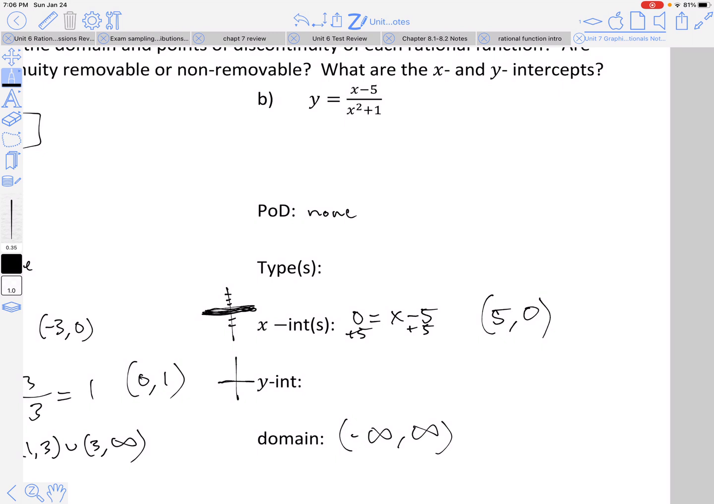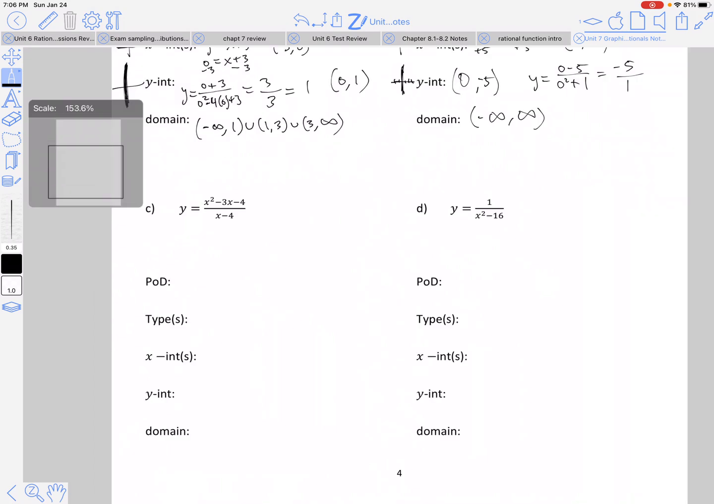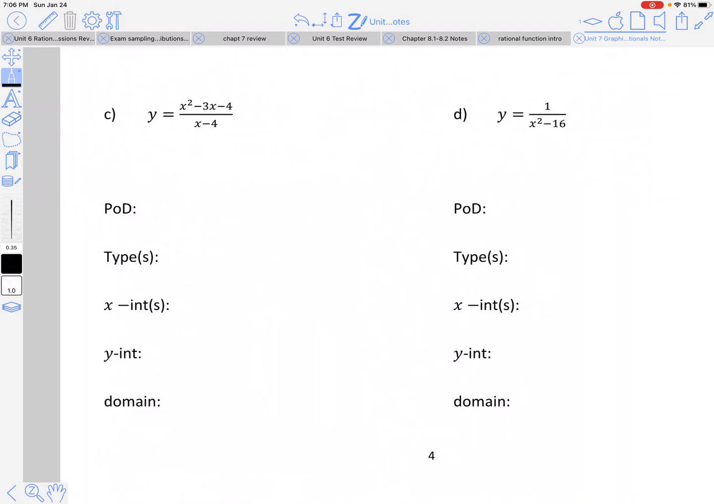Now for a y-intercept, the x value, if you think about that, will always be 0. So the x value will always be 0, so we take our function and we replace 0 in for all the x's. So 0 minus 5 is negative 5. 0 squared plus 1 is 1, which is negative 5. So done with B.